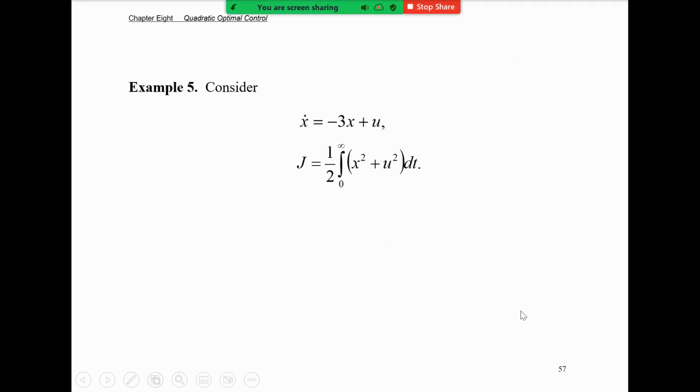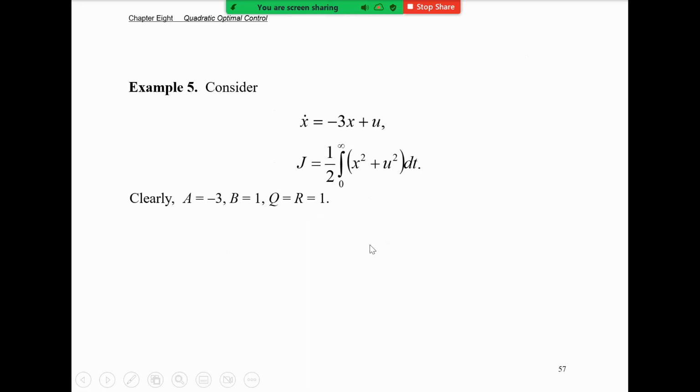Now, finally, let's compare these two ways to get the solution. Because we want to do it by hand, let's make it simple. Let's make it a first order system. So A is -3, B is 1, Q is 1, R is 1.